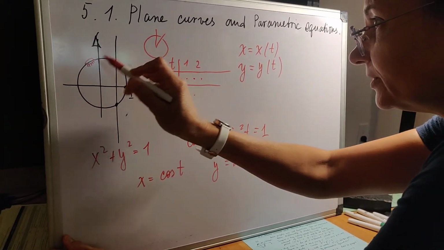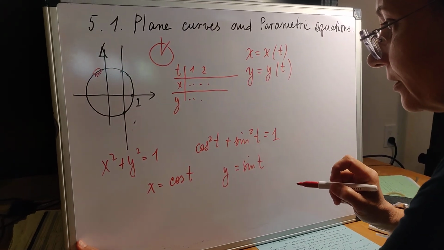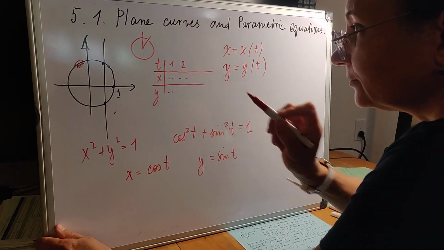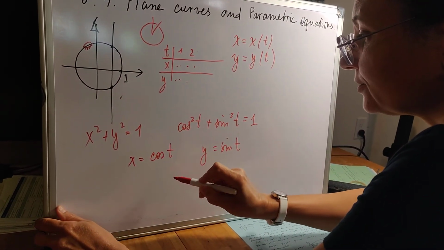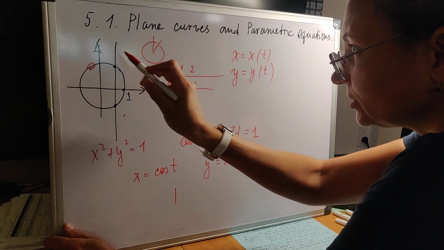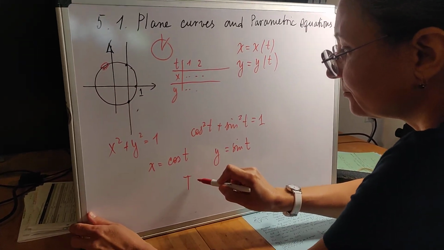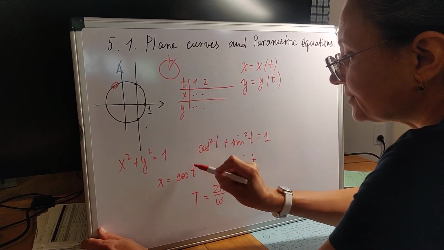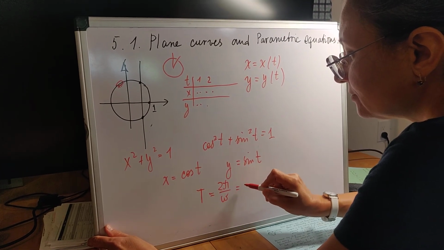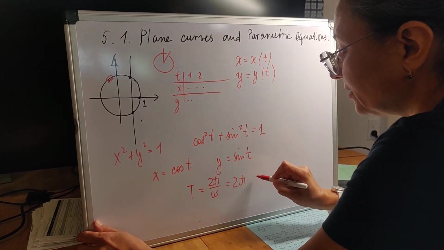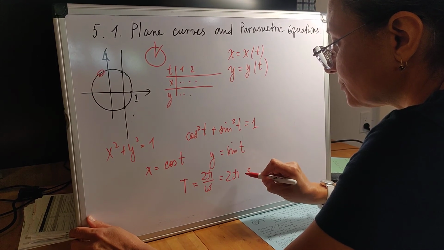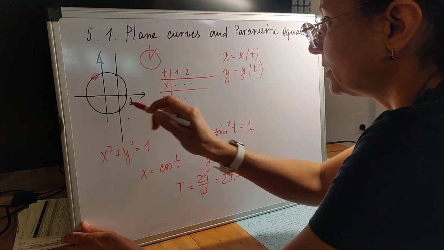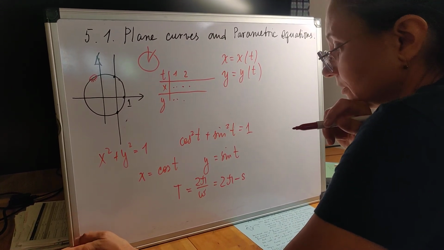How fast is the ladybug moving around the circle? Well, to calculate this, we'll need to find how long it takes to go one round, one circle. Usually, because the motion is periodic, we are going to calculate the period. Period is 2 pi over omega. In this case, omega is 1. You remember this? So the period is going to be 2 pi seconds, which is around 6 seconds, right? 6 seconds makes one circle. Well, that's how fast it's moving.